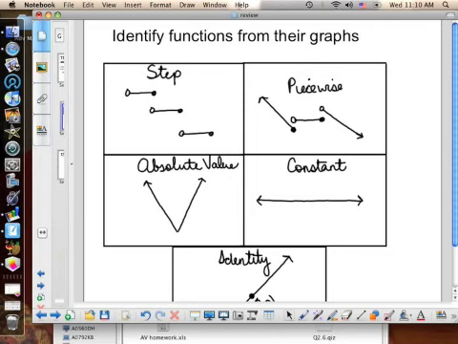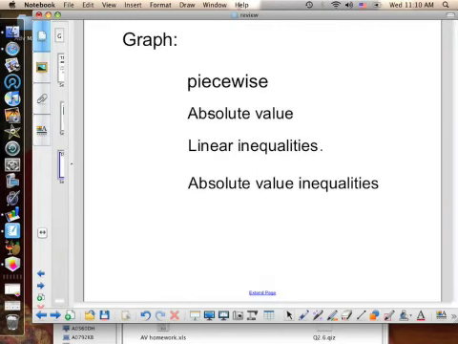All right? And you need to be able to graph piecewise functions, absolute value functions, linear inequalities, which is what we just went over, and absolute value inequalities. Don't get them confused. If it just says y equals the absolute value of blah, blah, all you have to do is draw the V. It's when I throw the inequality symbol in where you got to start worrying about, is it broken or solid? Do I shade above or below?